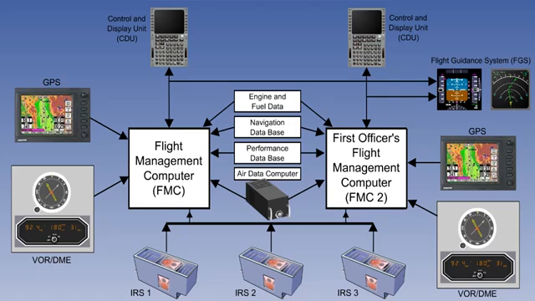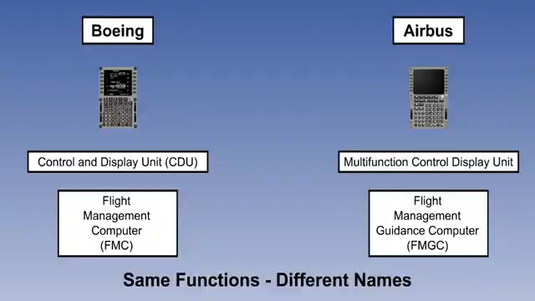FMSs can vary considerably from manufacturer to manufacturer and type to type. The system architectures can be different, and different manufacturers often use different names for the same basic component. This makes it difficult to generalize about them, and the details of any particular system will be studied during your type conversion. However, they all contain the following basic subsystems.